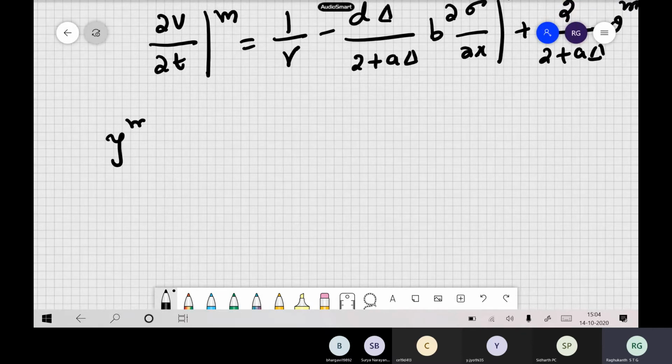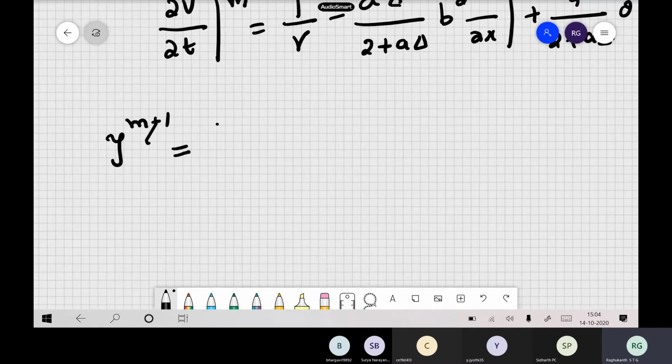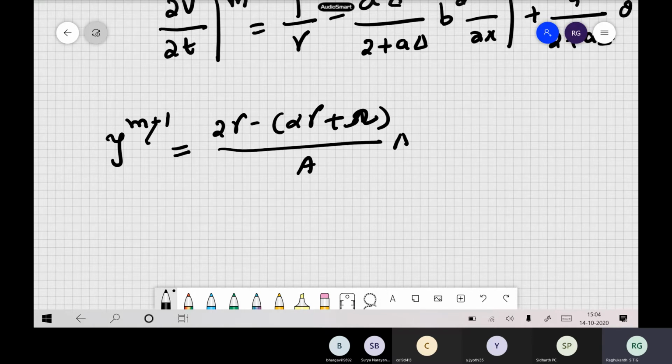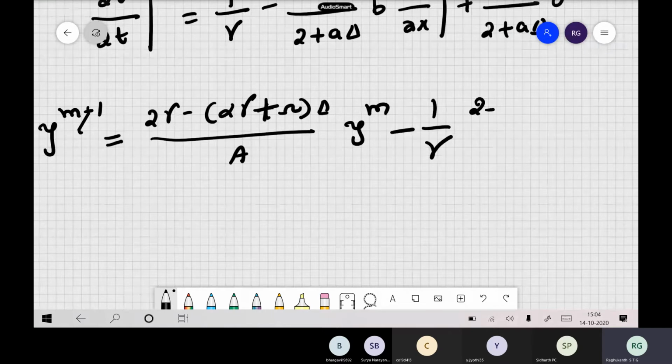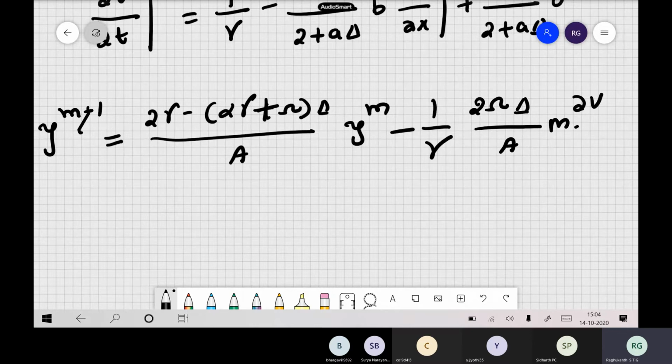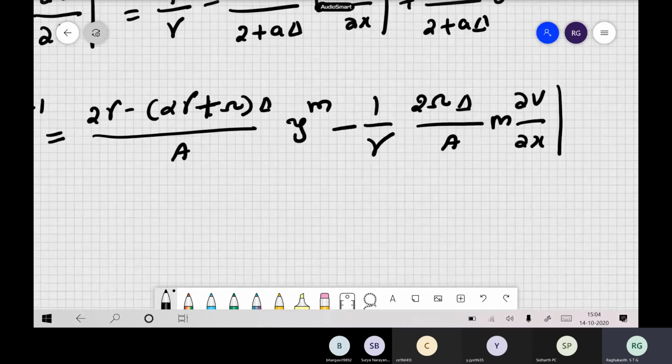So zeta m plus 1 is 2 times gamma minus alpha times gamma plus omega by a times delta. Oh, sorry. Alpha gamma plus delta into this one. So this is a plus psi of m minus 1 by gamma, delta by a m into dou v by dou x. This derivative has to be evaluated at m plus half.